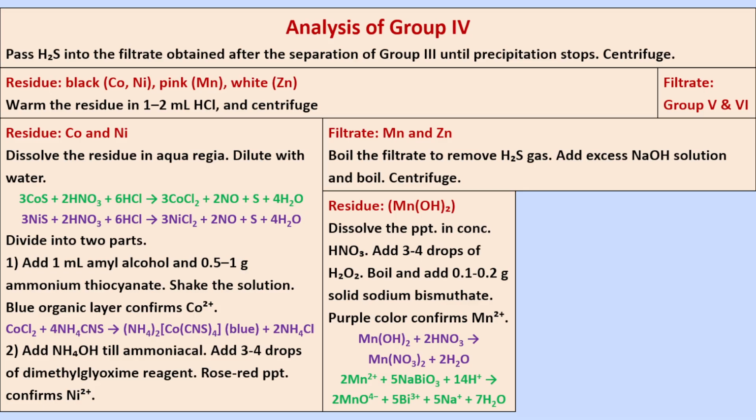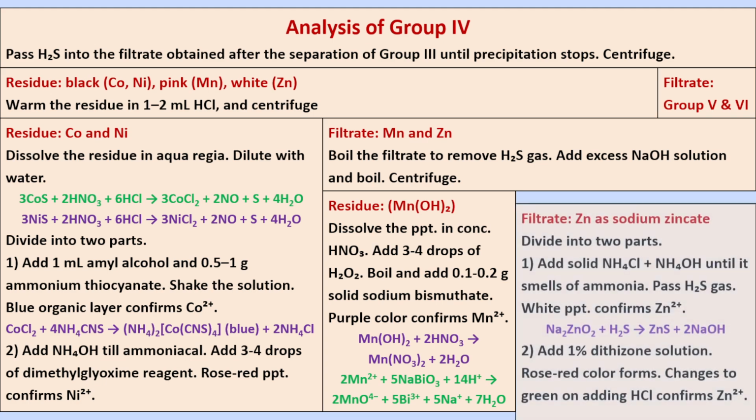Dissolve the precipitate in concentrated nitric acid and add 3 to 4 drops of hydrogen peroxide. After boiling, add 0.1 gram or 0.2 gram of solid sodium bismuthate. Formation of purple color confirms the presence of manganese.